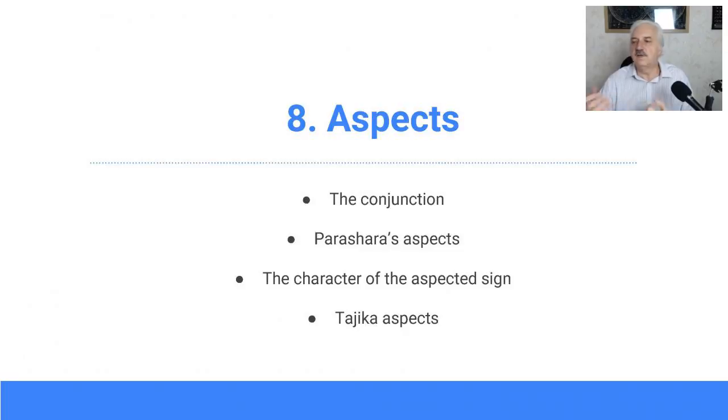And for example, if the planet aspects its own sign, it's very good for that sign. It might be not good for the planet, but again, might be too much information for today. Tajika aspects, it's different. Alternative versions, Tajika aspects, they're very similar to the Western aspects.